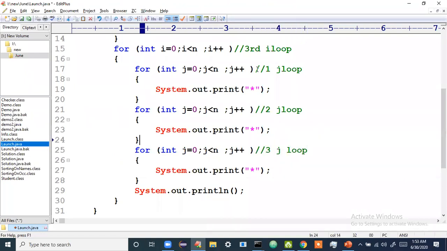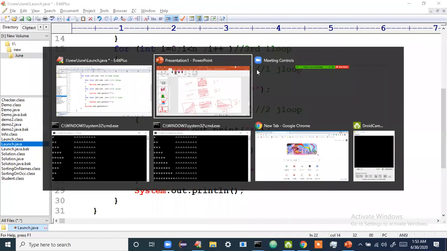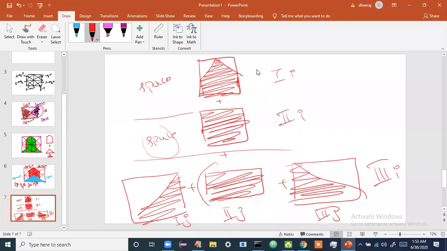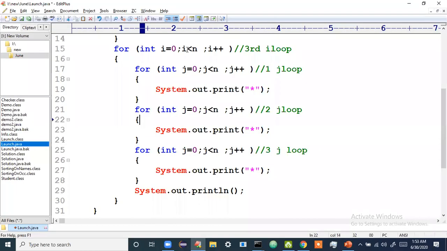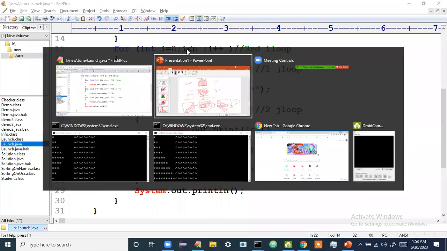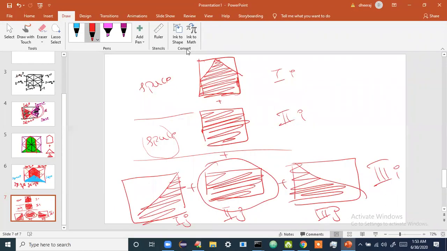So the second J loop, if you notice, is complete n cross n star. Yes, it is complete n cross n star. So I don't have to put any conditions there. But in the first J loop, what is this line equation? The line equation is J equals n minus 1 minus I. From that line, I have to print the right side. So if J is greater than n minus 1 minus I, print star, else print space.